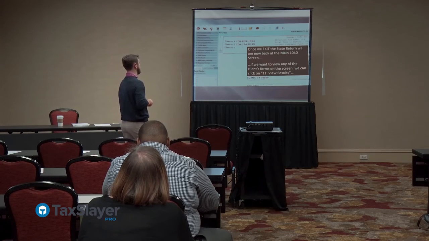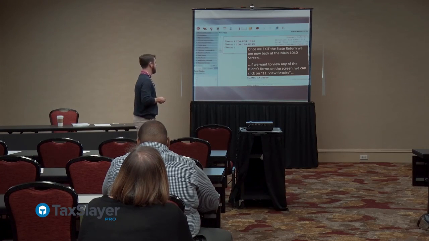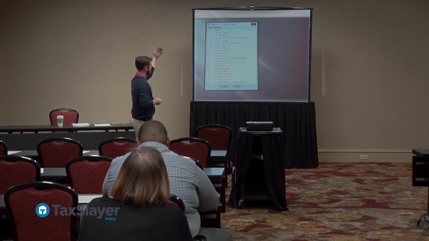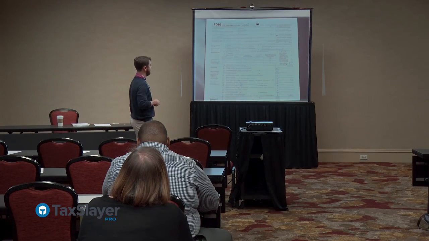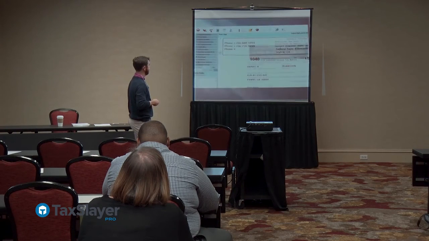Okay. Once we exit the state return menu, we're now back at the main 1040 screen. If you want to view any client's forms from this screen, we can click on View Results, which is option 11. Okay. And here you can print whatever it is that you're looking for. Now view just the 1040. There it is. We have finished the return and marked it for e-filing.